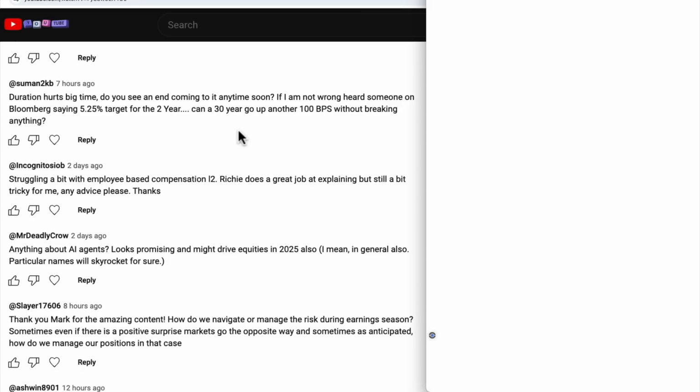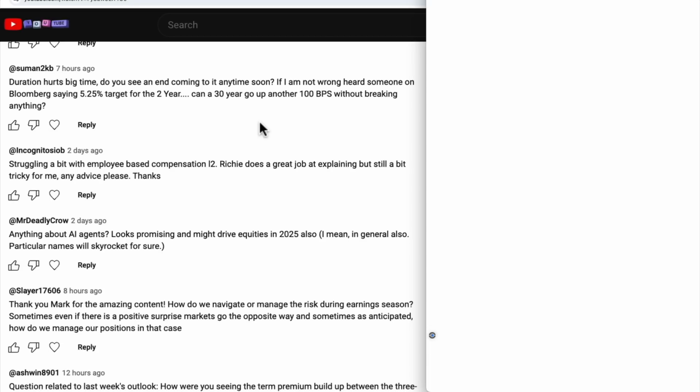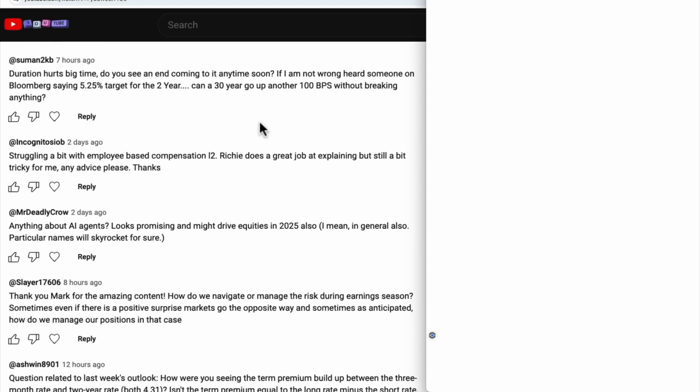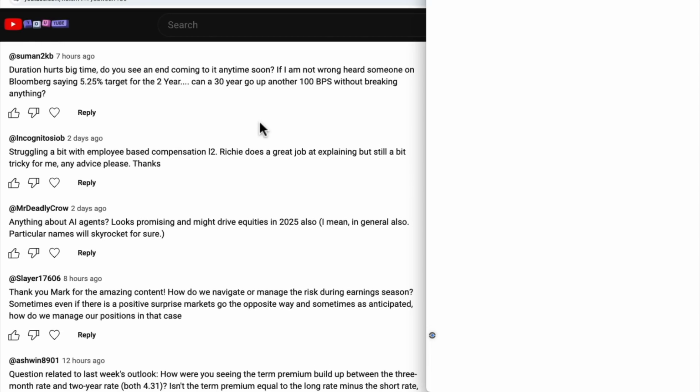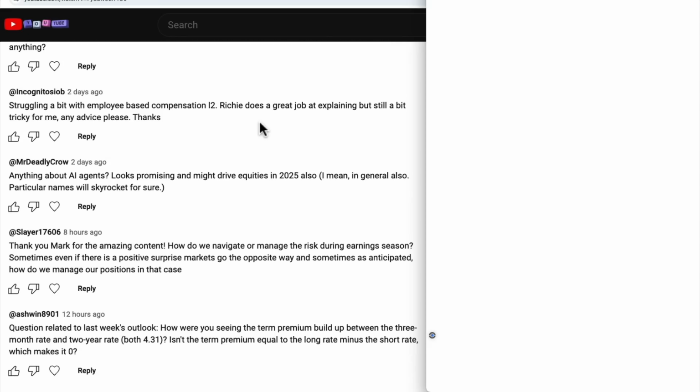If I'm not wrong, I heard someone on Bloomberg say a 5.25% target for the 2-year. Ooh, that is 100 basis points higher than where we are. I can't see that. Can the 30-year go up another 100 basis points without breaking anything? I don't know. Probably not. Although I'd say, can the 10-year do it, not the 30?